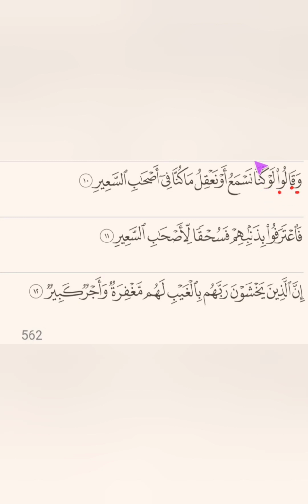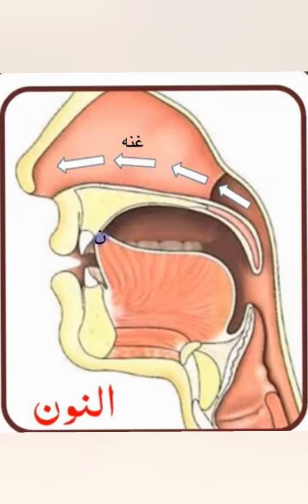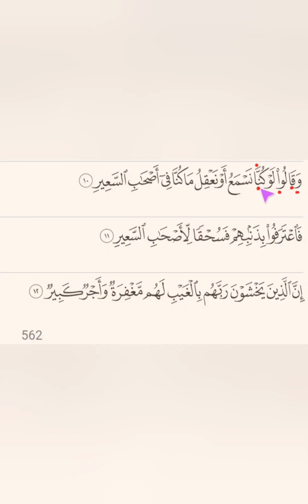وقالوا لو كنا. Nun shadda, this is strong gunna. Maddiya letter and gunna. Give both enough time, but don't make it too long. Give it an appropriate amount of time. أو نسمع. Seen, listen to the whistling sound in seen. Make sure the ayn is coming from the middle of your throat. أو نعقل. The أو again is the same lean sound.